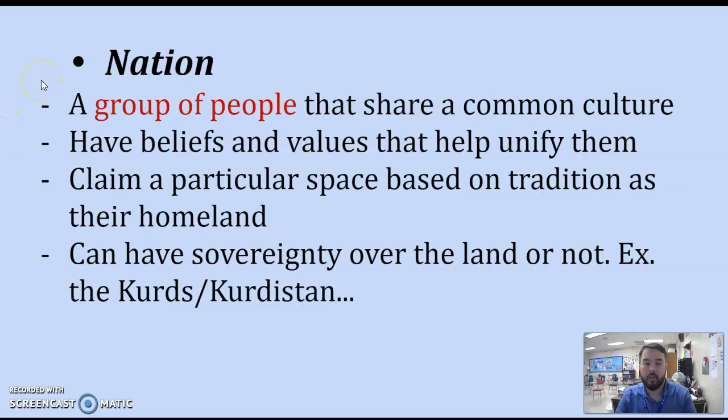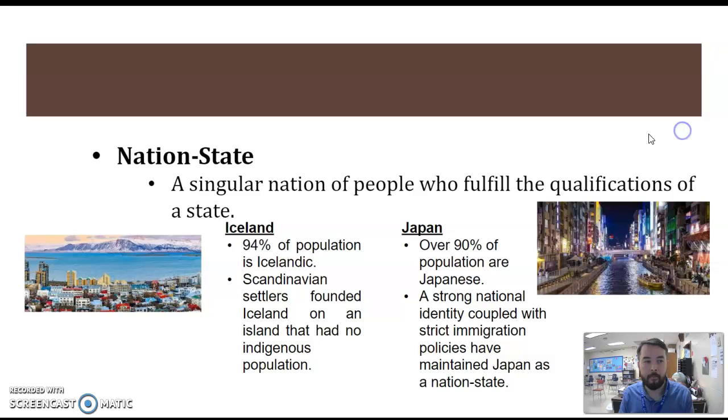Another categorization of different political entity is a nation. Okay, a nation is a group of people that shares a common culture. They have beliefs and values that unify them, and they claim a particular space as their traditional homeland, and sometimes they may have sovereignty over their own geographic area or their own land, and sometimes they don't. And we're going to talk about that more as the unit goes on.